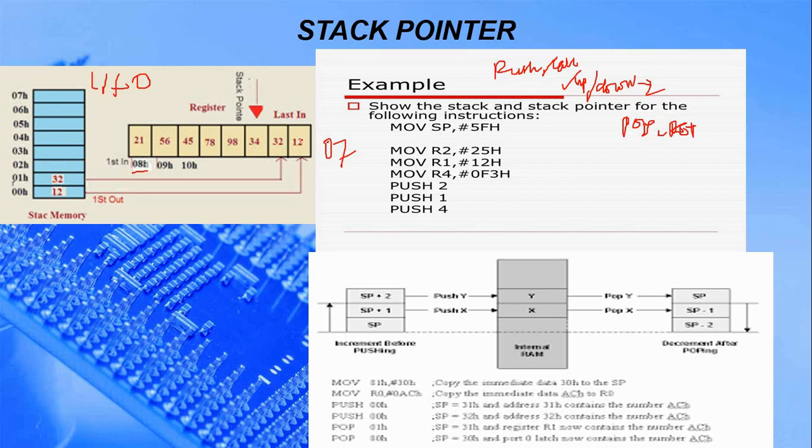See, what last in, first out means is that from the register, we need to store all this in the memory unit, that is the stack memory. It is a last in, first out principle, right? So what is the last data entered in the register? 12 is the last data entered in the register. So this 12 will be given to the first location, 00H, and it will be stored first in the stack.